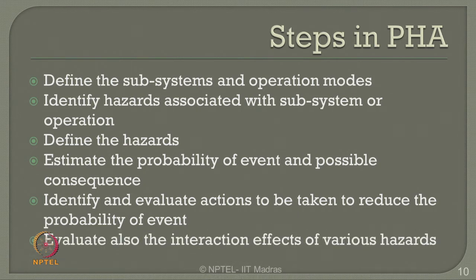Finally, evaluate also the interaction effects of various hazards. This is a very important stage in a process plant like oil and gas industries, because we know the hazard scenario of one is highly dependent and interconnected with the other. Therefore, interaction effects must also be evaluated, because there is always a cascading effect of one hazard on the subsequent.